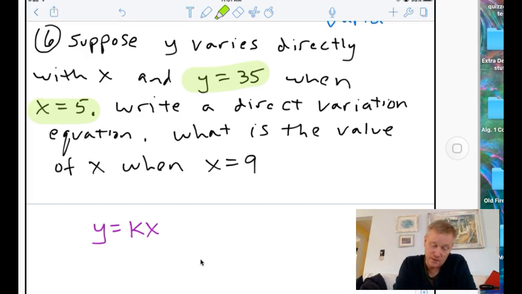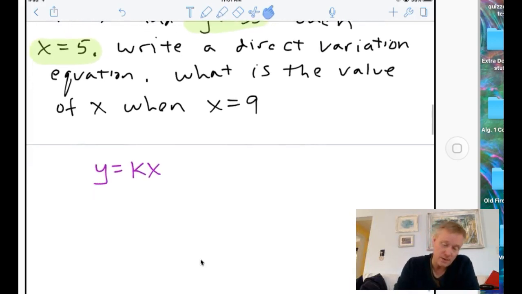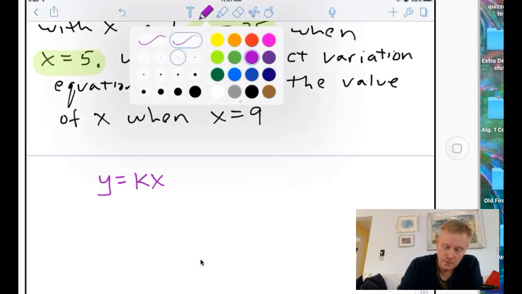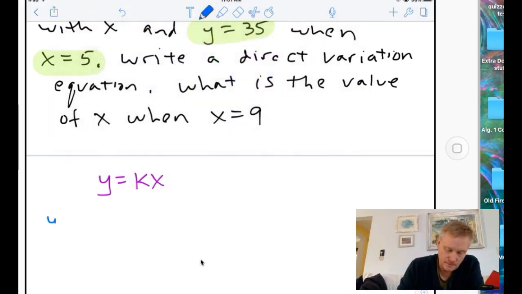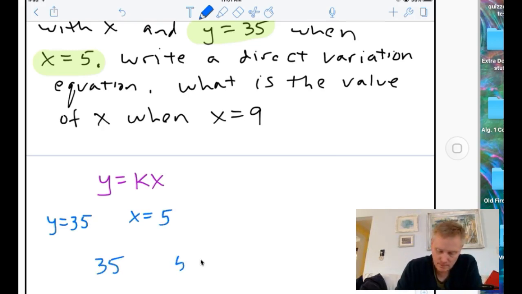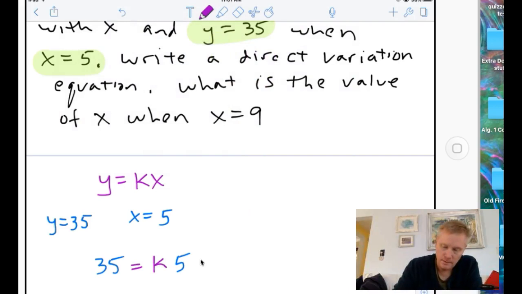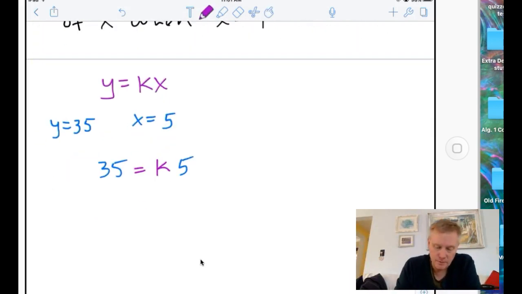So if I plug those two values in, I can find out k. Remember, I said in the beginning, finding out k, that's the name of the game. So I know that x equals 5 when y equals 35. So if I plug those two values in, I can find k, and I'm going to keep the k there. Okay. So now I'm in good shape to find out what k is. All I have to do is divide both sides by 5, and I'll get my answer, k equals 7.